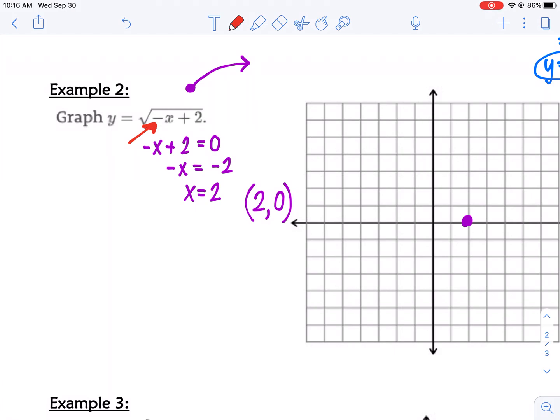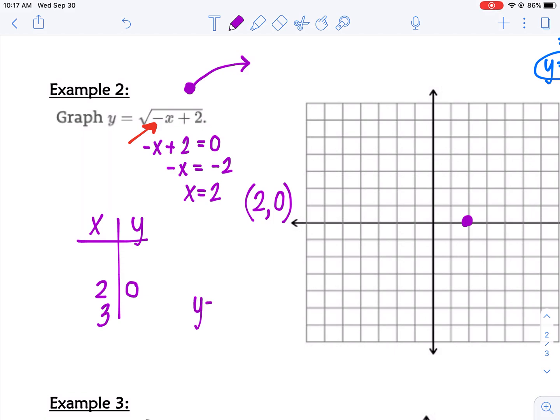But the best thing I can do right now is a solid XY table. This point right here is 2, 0. It's not called a vertex anymore. It's called like the starting point. So you definitely want that on your graph. To me it looks like it's going to open to the right. So why don't I try a value to the right? Why don't I try 3?